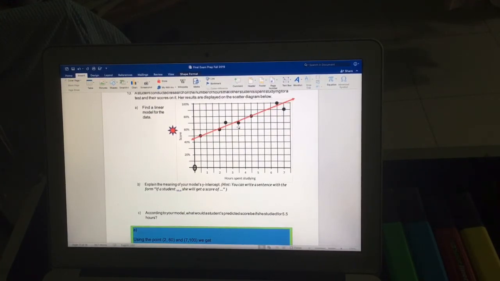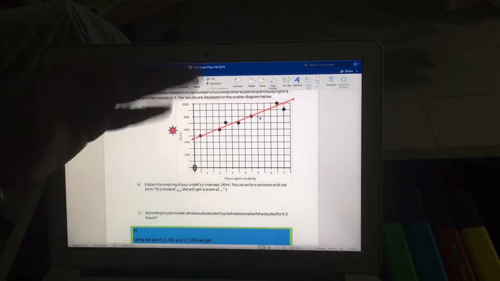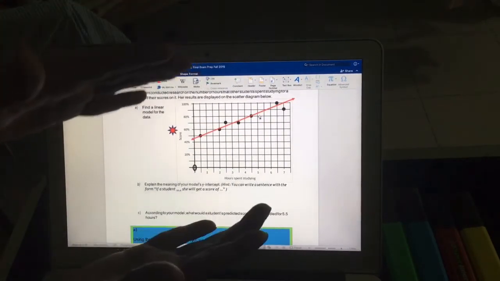So when you draw this best fit line, the usual rule is to try to draw the line so that all the values are considered.